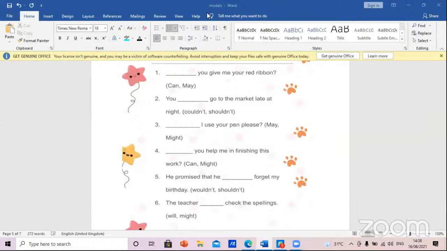Okay, I sent you the file. Check whether you got it in your chat box. Have you got it?